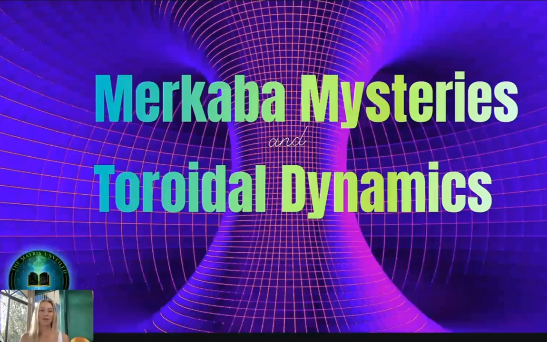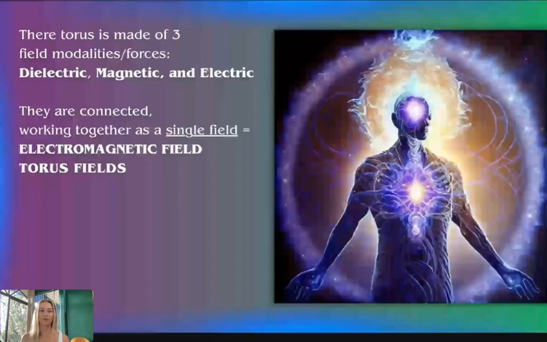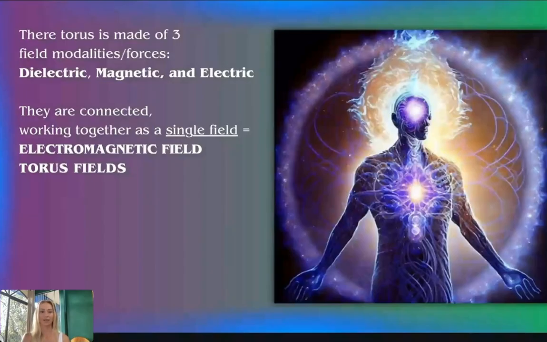So the torus is made of three field modalities or forces. We have dielectric, magnetic, and electric. They are connected, working together as a single field. So when we get the electric magnetic working together, that's the electric magnetic field, the torus field.